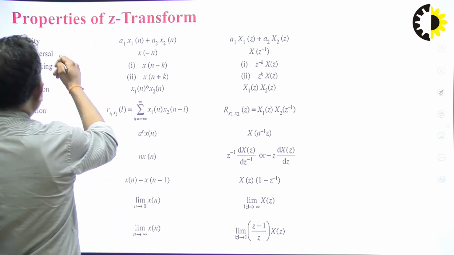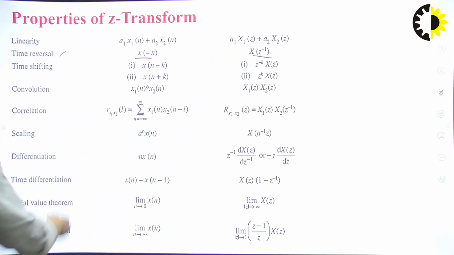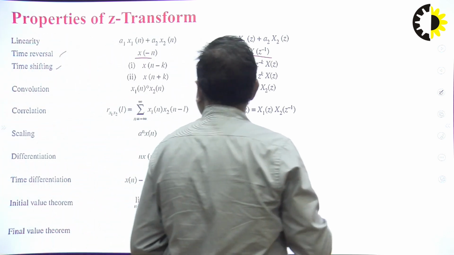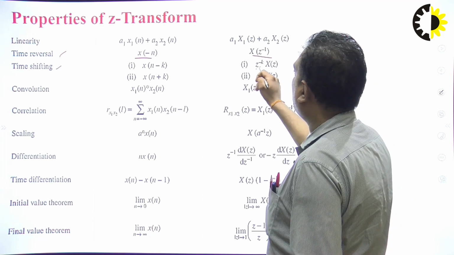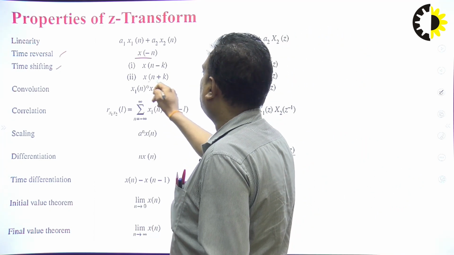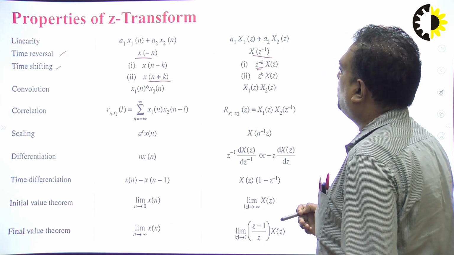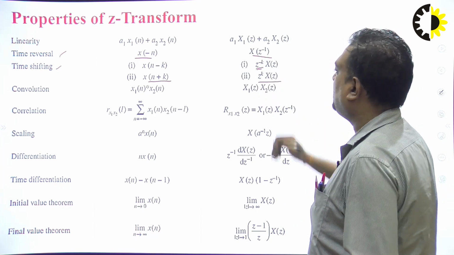By the time reversal property, x(-n) becomes X(z inverse). In the time shifting property, x(n-k) means we are shifting the signal by k units in time in the right direction, so we have to multiply by z to the power minus k in the z domain. And x(n+k) means we are advancing the signal by k units in time, so we have to multiply by z to the power k, and it will become z to the power k X(z).